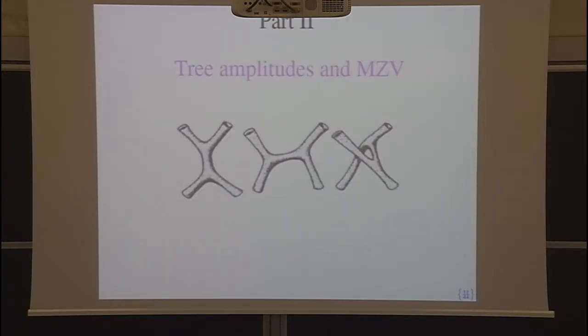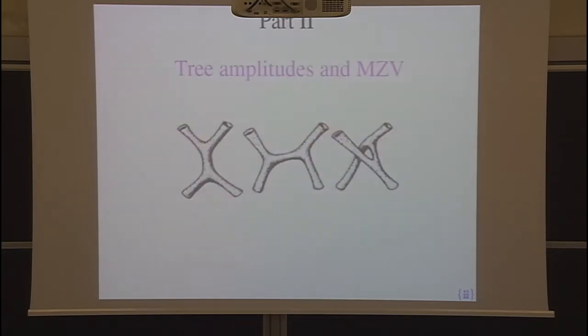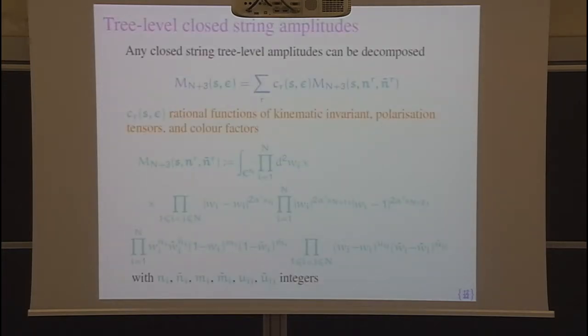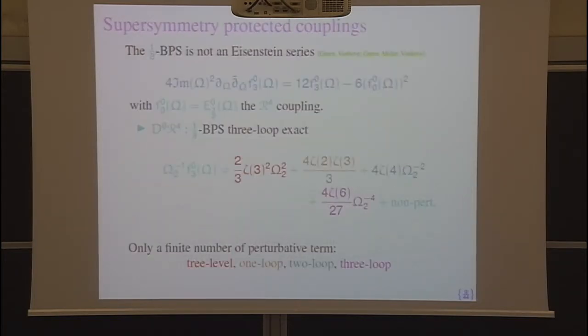So there is the question, what is the statement we can make about this coefficient that we have in the constant term expansion? The point of the talk is to explain what is special about this coefficient here, the tree level coefficient, and the one loop coefficient.